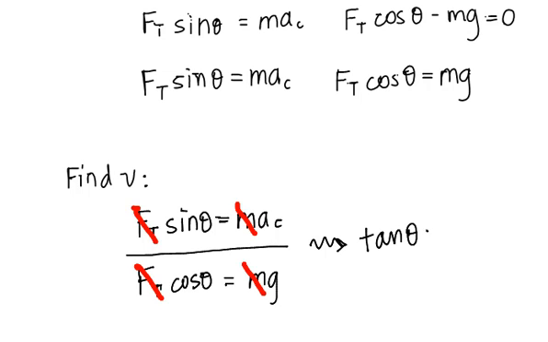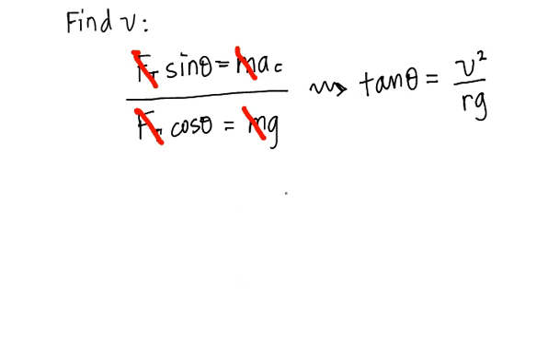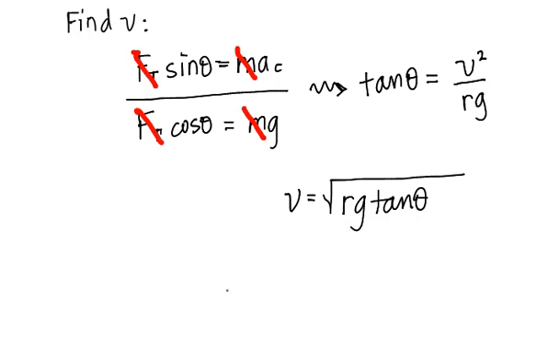What's a_c? It's v squared over R, and then over g. So this will be like an R g right there. So v would be equal to the square root of R g tan theta. And that's just one thing you could solve for. It comes up often, so that's worth practicing.